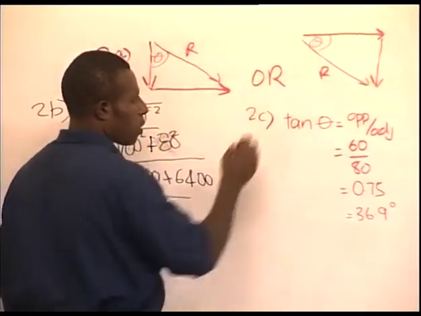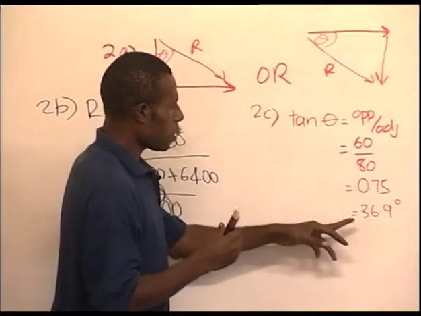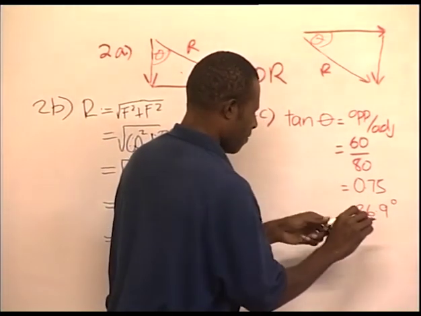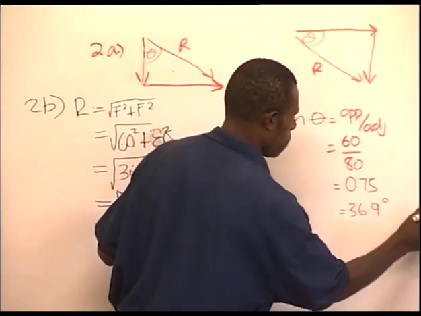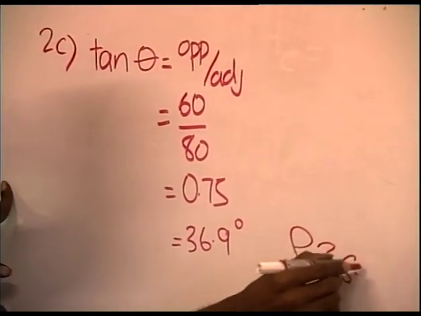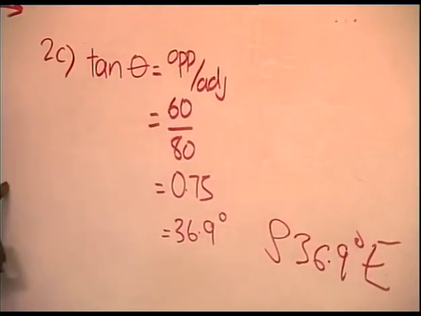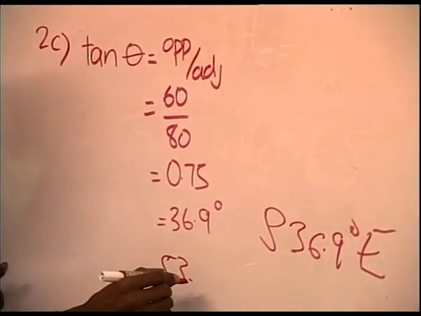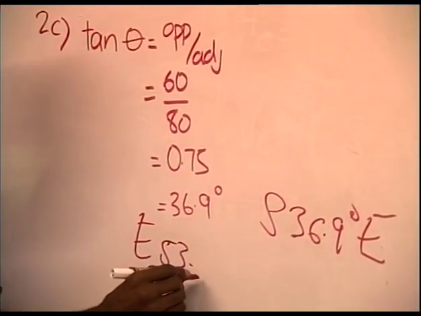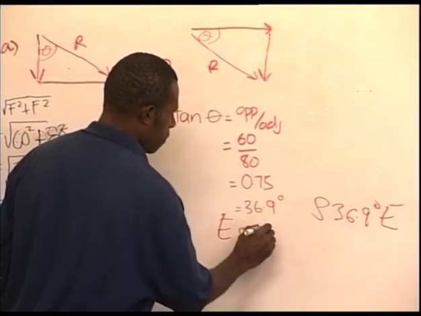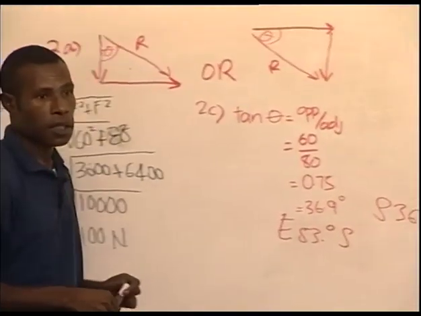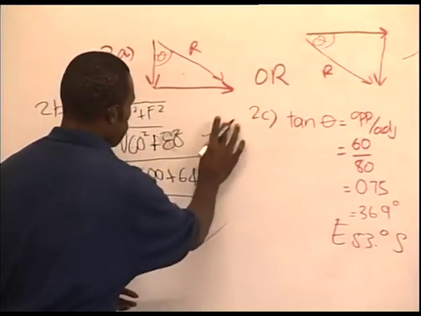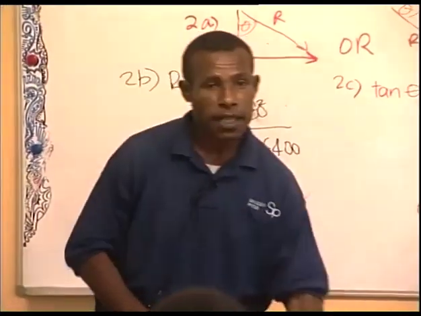You will find that there are two angles which you can calculate. This is 36.9 for this one, so it is about south 36.9 east. Or if you decide to use this one, it will be about east 53 of south. Okay, so these are your answers for activity number 2.